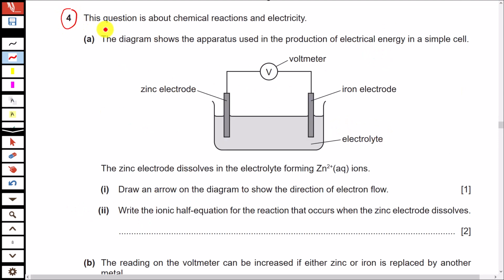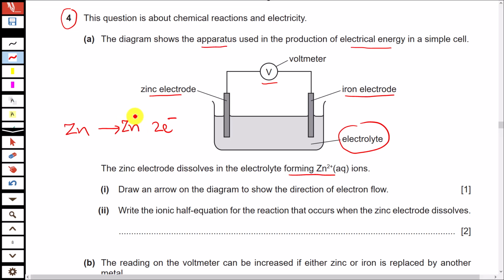Question 4. This question is about chemical reactions and electricity. The diagram shows the apparatus used in the production of electrical energy in a simple cell. Here is a simple cell that has a zinc electrode on one side and an iron electrode on the other side. There is a voltmeter, and of course there is an electrolyte. The zinc electrode dissolves in the electrolyte, forming Zn2+ ions. It means the zinc is losing electrons, as it carries a 2 positive charge, so it will lose 2 electrons.